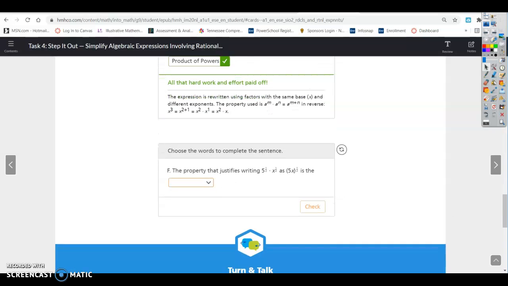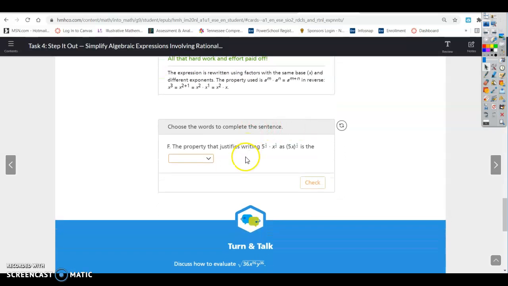All right, choose the words to complete the sentence. The property that justifies writing 5 to the 1/2 times x to the 1/2 as 5x to the 1/2. So they're taking the bases and putting them in parentheses since it's both raised to the same power. This is a power of a product.